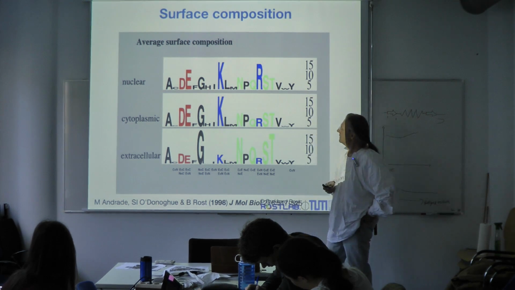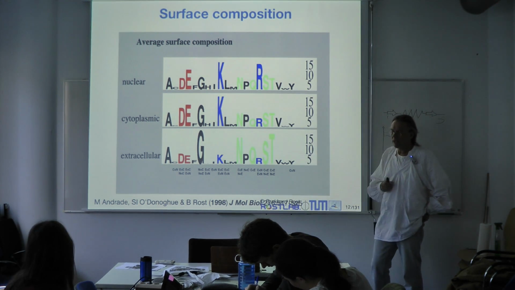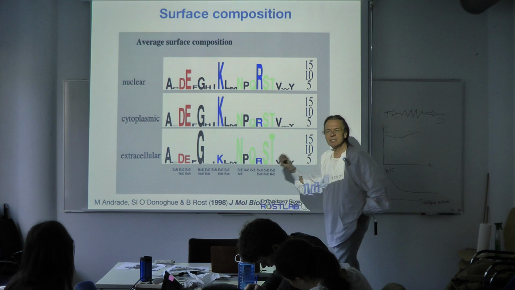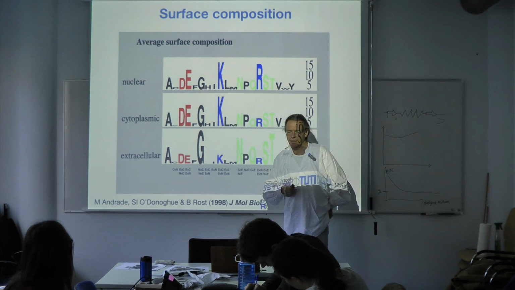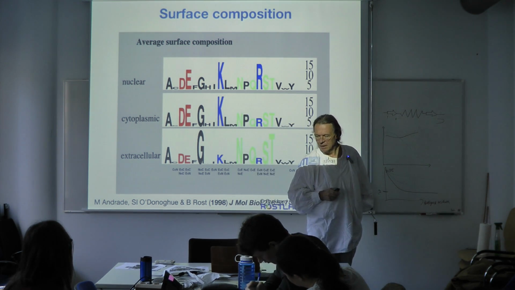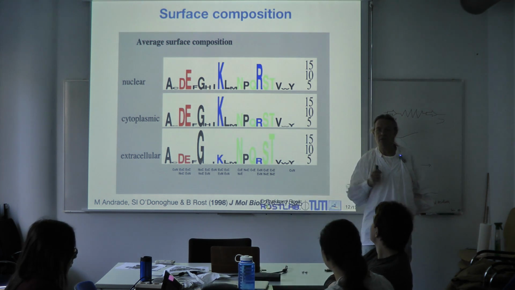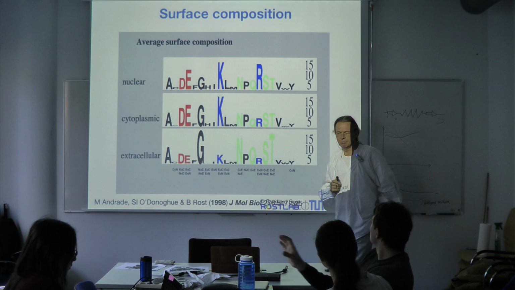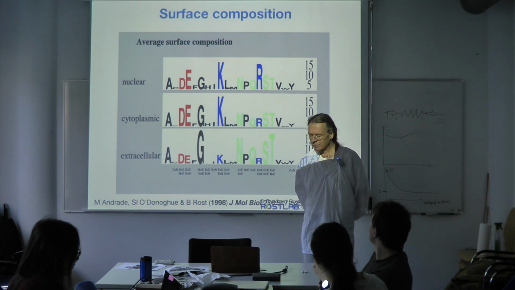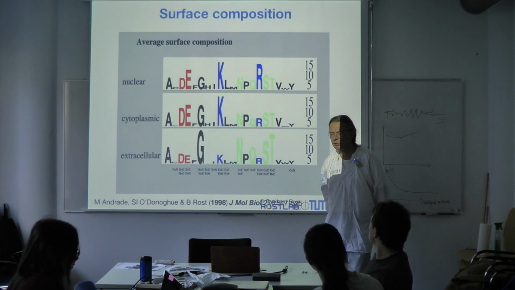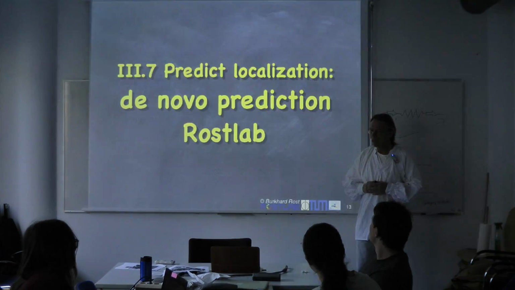And you do see immediately what is so nice about these letter plots. You immediately see that the three differ. You don't need much on it. Okay, so clearly there is a signal in the surface composition, and that signal is in fact mostly in the surface composition. So there's a signal in the amino acid composition, but mostly in the surface composition.